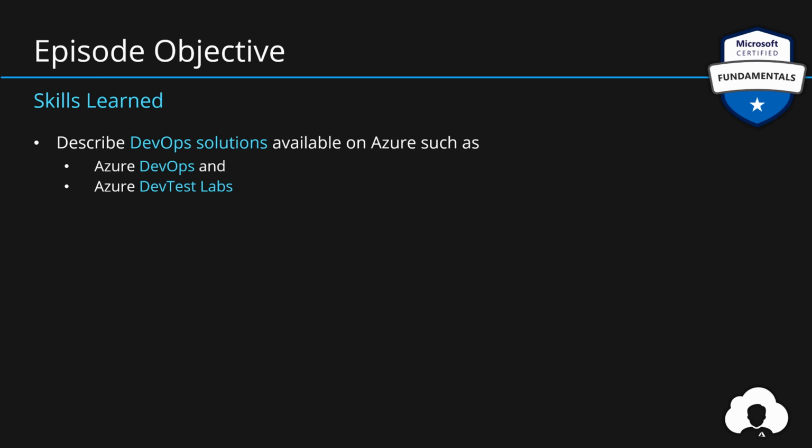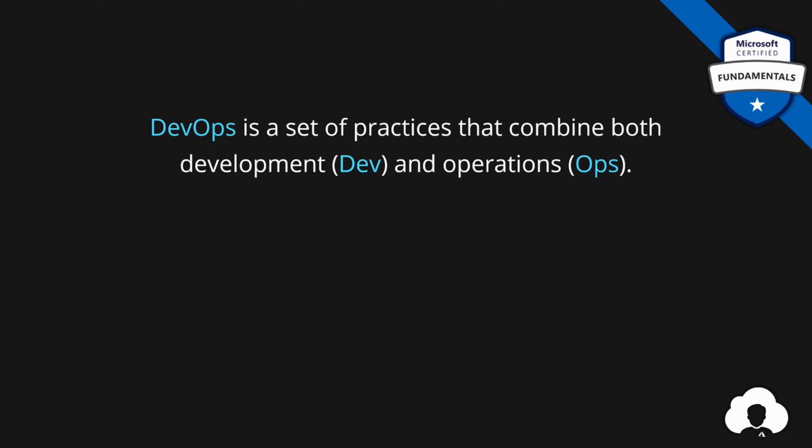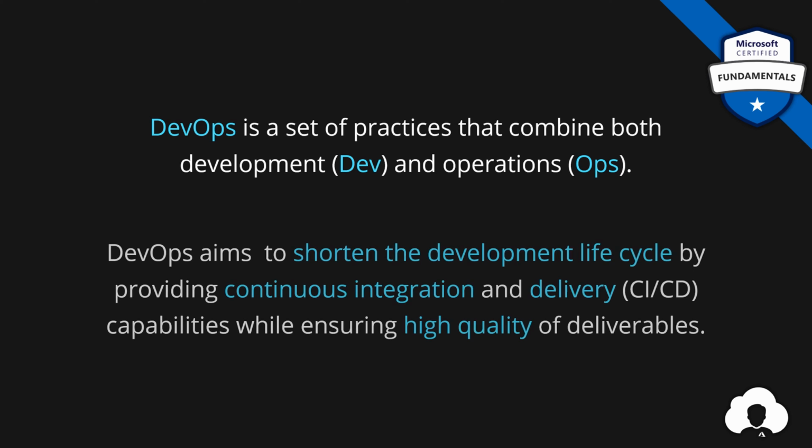As part of episode 18, we'll learn about two services. Those services are Azure DevOps and Azure DevTest Labs. Generally speaking, DevOps is a set of practices that combine both development and operations. The goal here is to shorten the development lifecycle by providing customers with a set of tools for continuous integration and continuous delivery of their software, so-called CI/CD, and ensuring high quality of their deliverables. So in short, deliver faster while ensuring high quality.